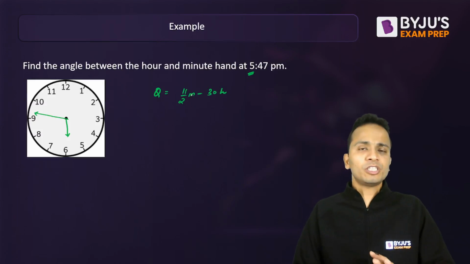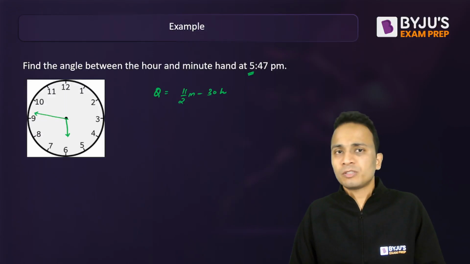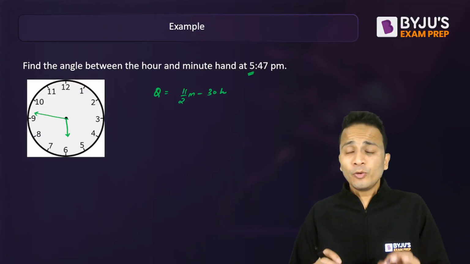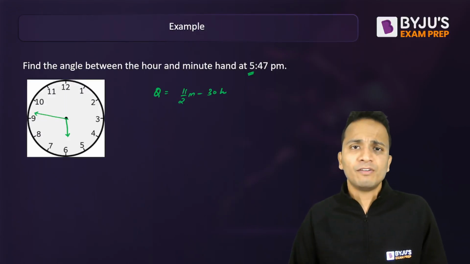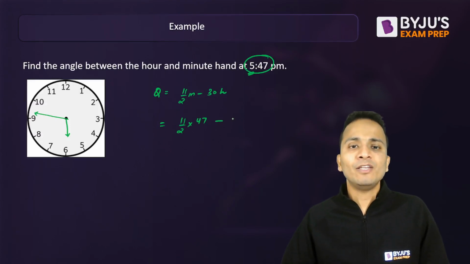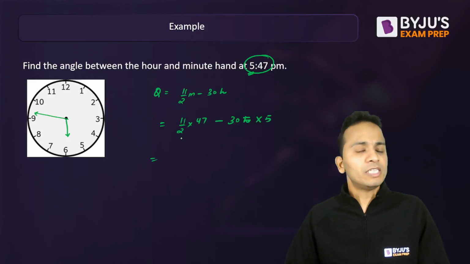So first of all, you just need to plot the rough, approximate positions of the hour hand and minute hand to get the idea of which formula we are going to use. Now here the value of m will be equal to 47. The time is 5:47, so value of m is 47 and the value of h will be 5. So I'll substitute these values in the formula. Instead of h, I'll substitute 5, so 30 multiplied by 5. All right, so let's simplify this.